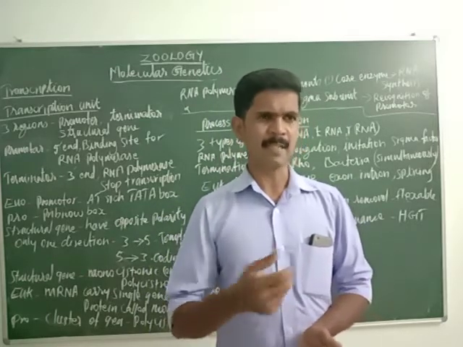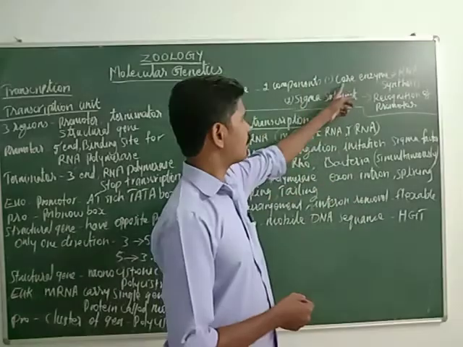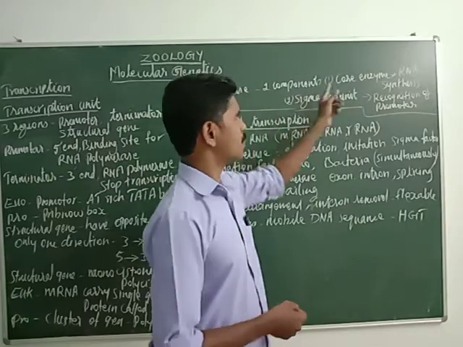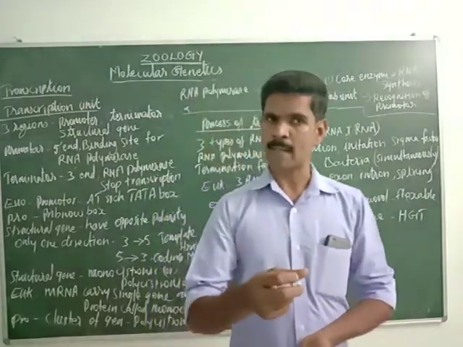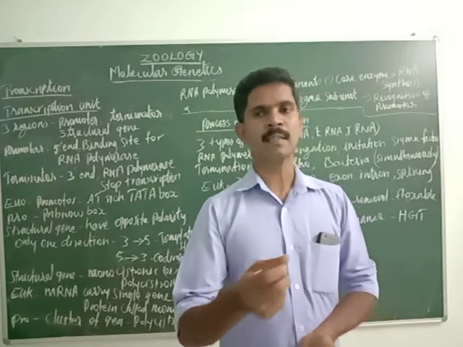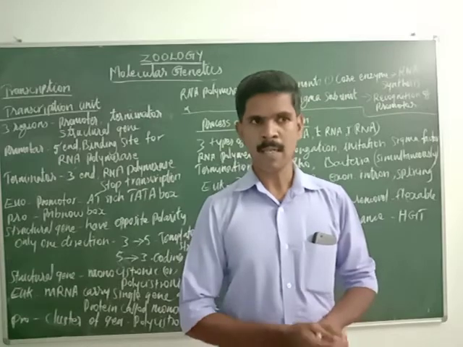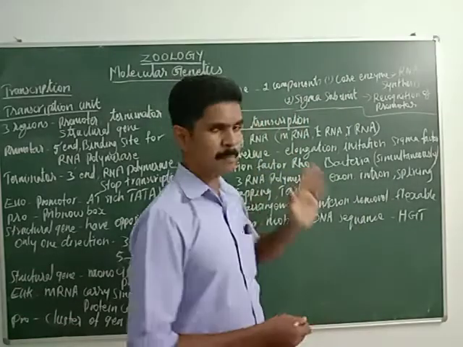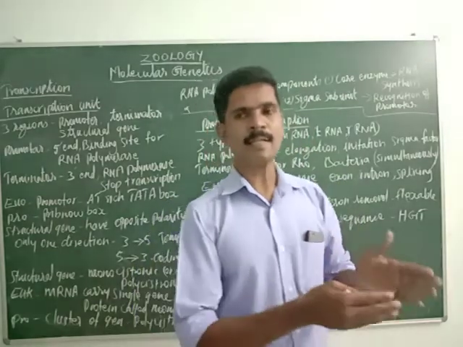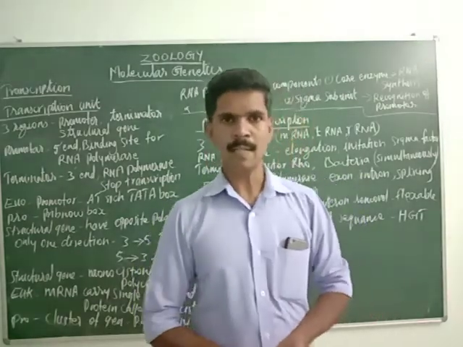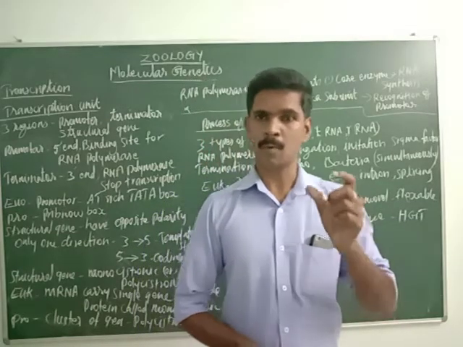Then the next point. Now the core enzyme, as I told you, the first component of this RNA polymerase, moves ahead, manufacturing the RNA and leaving the sigma subunit. Understand? Hope you understood this point.